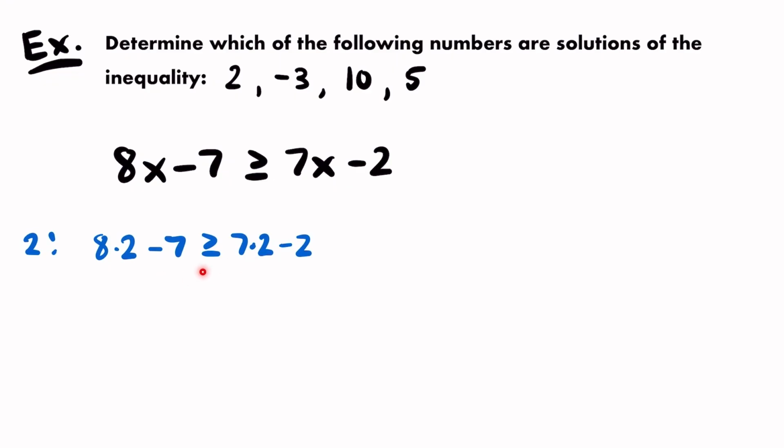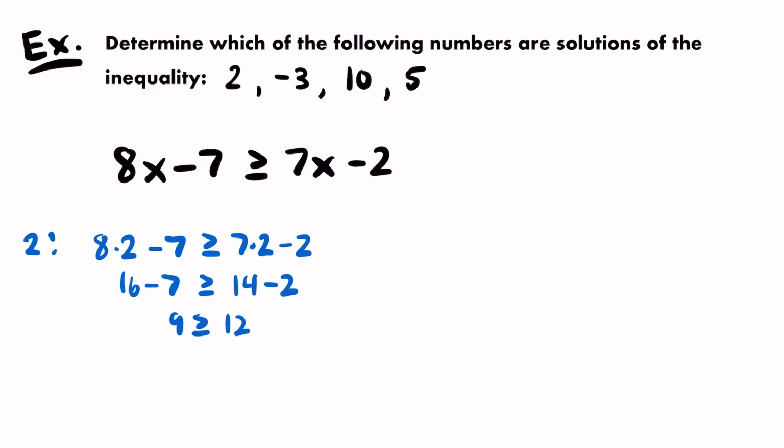Okay, and so then to compare these two numbers, we have to simplify. 8 times 2 is 16. So we have 16 minus 7 greater than or equal to 7 times 2 minus 2. And 7 times 2 is 14. So we have 14 minus 2. And 16 minus 7 is 9. So we have 9 greater than or equal to 14 minus 2, which is 12.